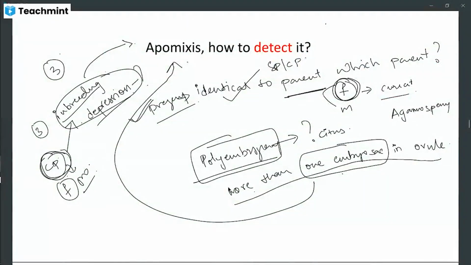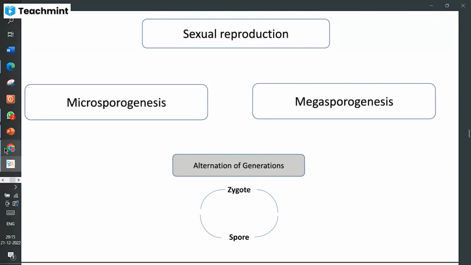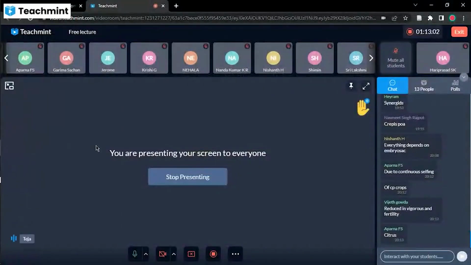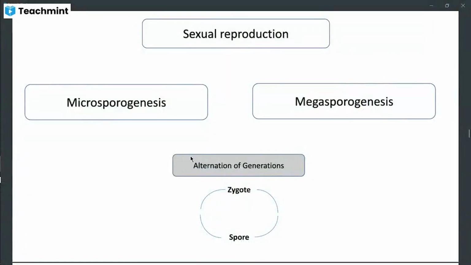So now I'll be moving to sexual reproduction. Are there any types of sexual reproduction in plants? If yes, please do answer. What are the different types of sexual reproduction in plants? Okay, there is only one type of sexual reproduction in plants, and this will be generally dealt with in the later classes, okay?